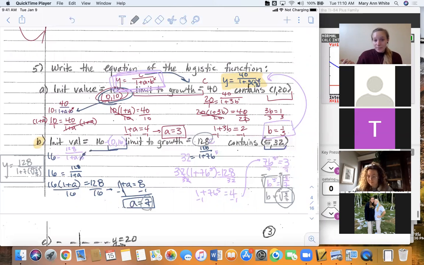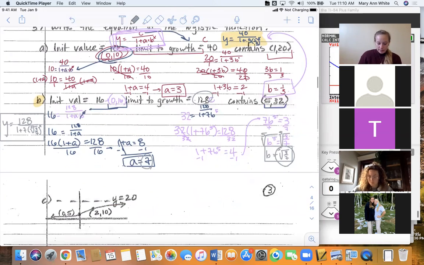Okay, the next problem is super similar. It's just not handwritten out in that format, but it's got the same concept. This time it's a logistic graph, and I've got 3 things labeled. I've got the point 0, 5, which is right there. I've got another point, 2, 10, and then I have y equals 20. That's my horizontal asymptote, the same thing as my c. That's my limit to growth. I'm not going above 20, so that's my c. My 0, 5 is my initial value.